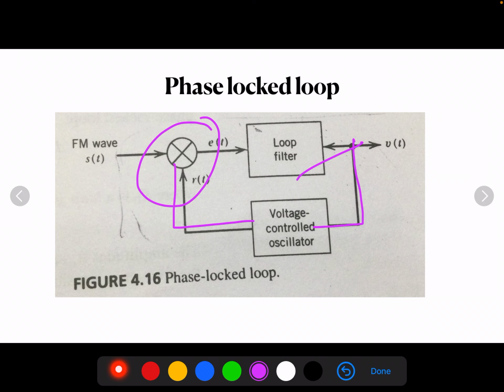The object of the PLL is to generate a VCO output r of t that has the same phase angle as that of the input FM signal s of t. So r of t should be collaborative with s of t. The time varying phase angle phi 1 of t of s of t is due to the modulation by a message signal m of t, and it is given by phi 1 of t equal to 2 pi kf integral between 0 to t of m of t dt. So here it is required to recover phi 1 of t in order to obtain m of t.